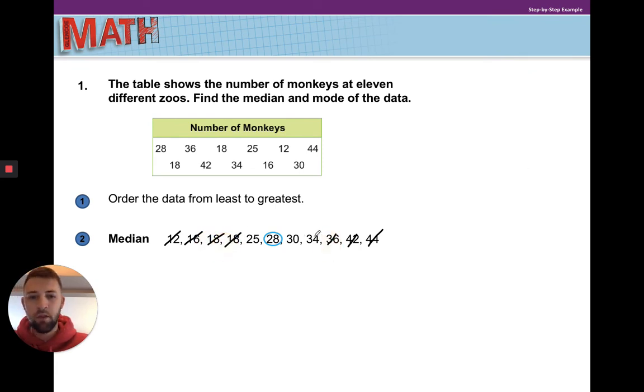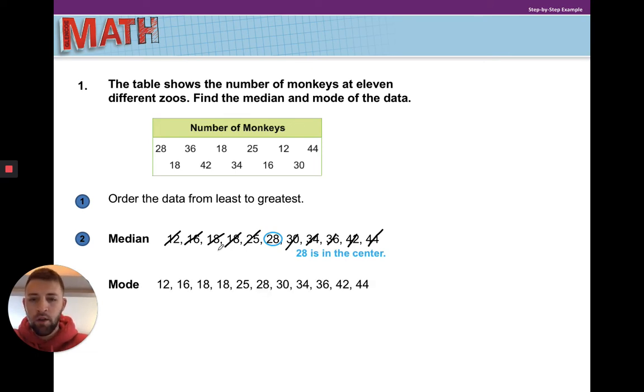Take another one from the left, another one from the right, another one from the left, another one to the right. So now you can notice that I have 1, 2, 3, 4, 5 numbers crossed off on each side. And we're left with one in the middle, which is 28. Okay, that's how you find the median.